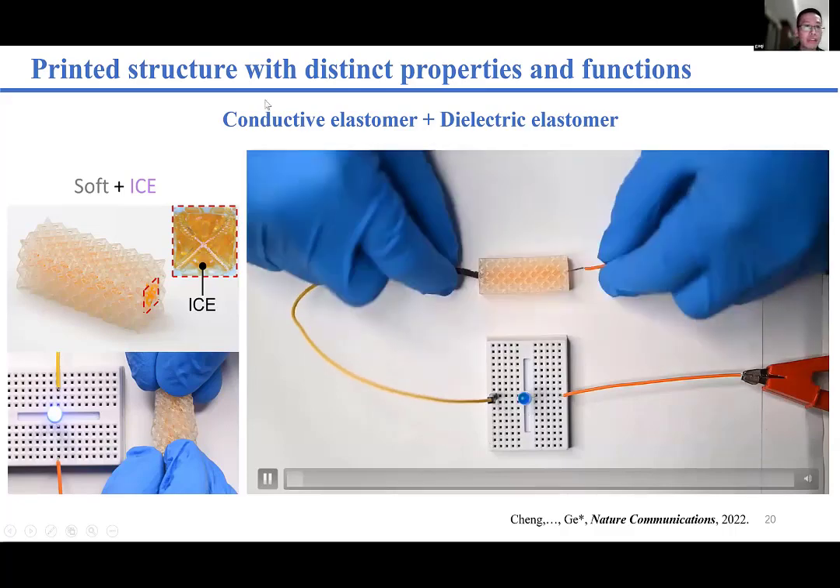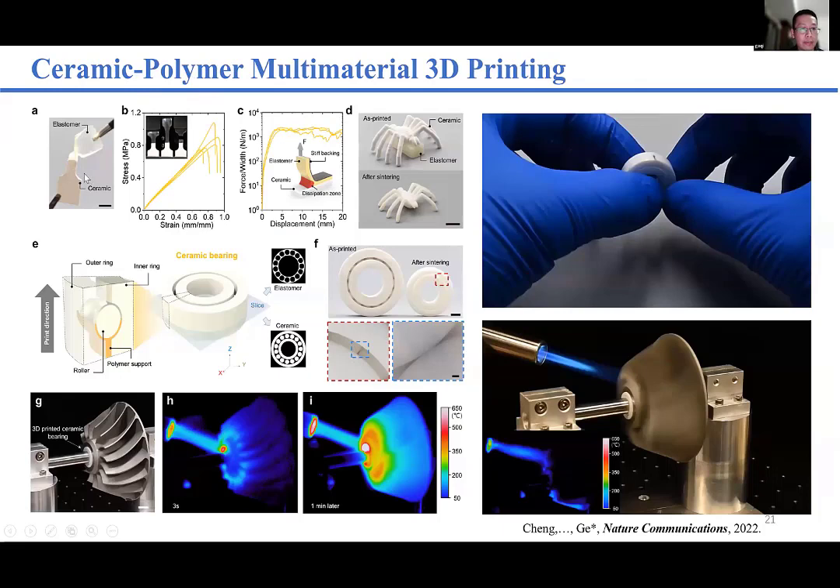We can even print polymer and ceramic together. This is a ceramic green body, and after printing the green body, we need to do the sintering to remove the polymer part. How do we use that? Actually, we can use that polymer part as a support material.